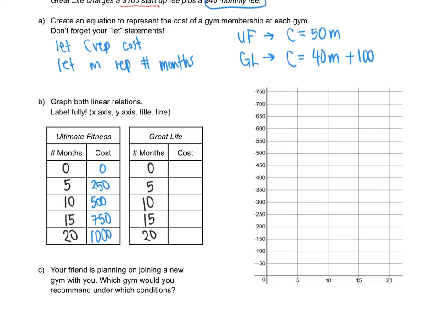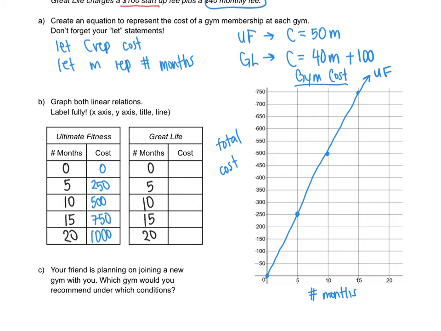So let's go ahead and plot these points. And I am going to label my scale as well. Number of months, total cost, and my title, gym costs. Okay, so for 0 months, $0. For 5, we're at $250. For 10, we're at $500. For 15, we're at $750. And then we kind of run off the page, so we'll just stop and connect here and label UF for Ultimate Fitness. Okay, let's go to the next one.